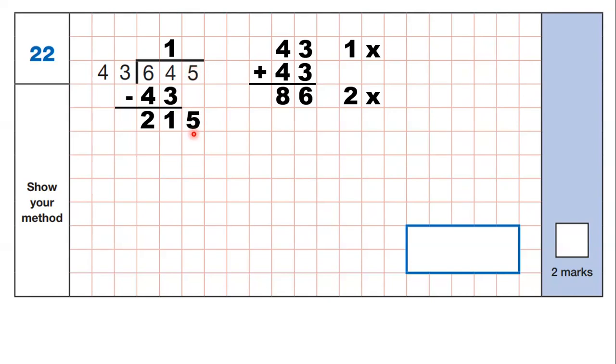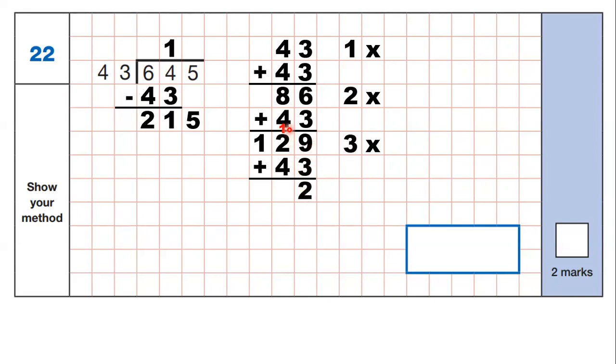So we need to work out 215 divided by 43. If we add another 43, we get 129, so that's 3 times. Now let's add another 43, so 9 plus 3 is 12, so 1, 2.